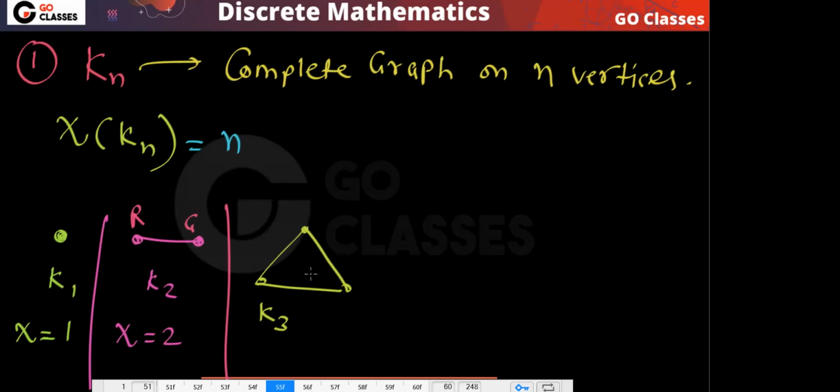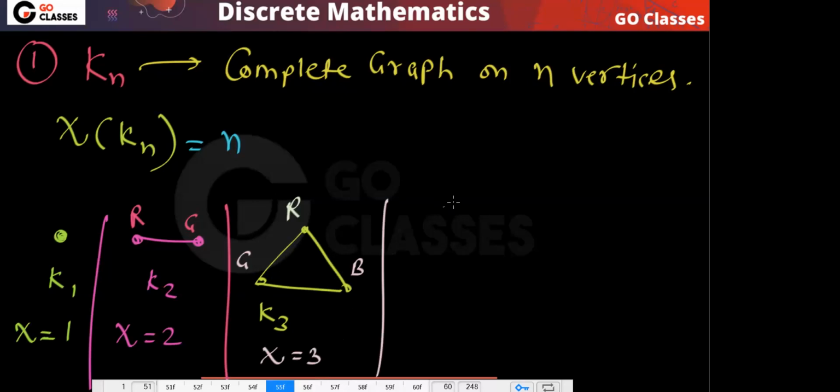Yeah. So this is your K3. You cannot reuse a color. You can notice if I give red color here, I cannot give red color here because every two vertices are adjacent. You cannot reuse a color. So that is the idea. I have to give different colors. So for this graph, the chromatic number will be 3.